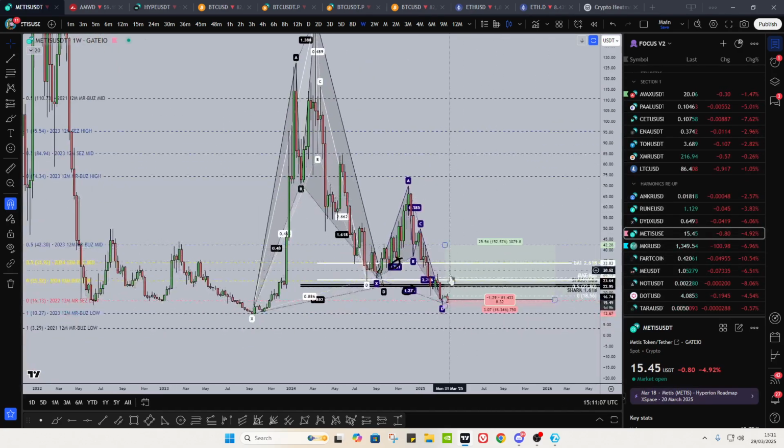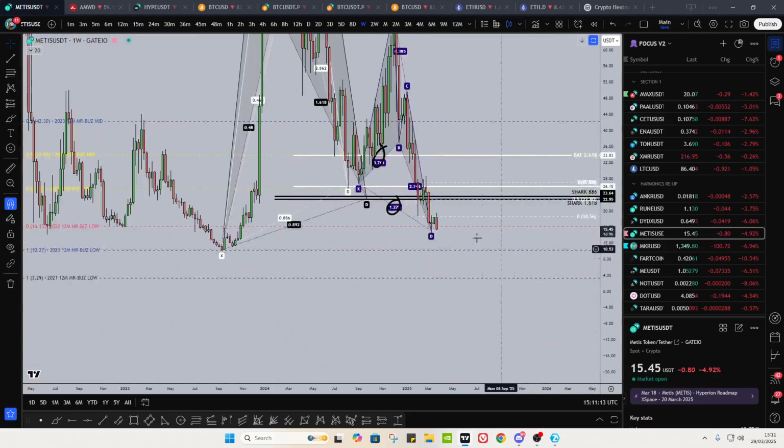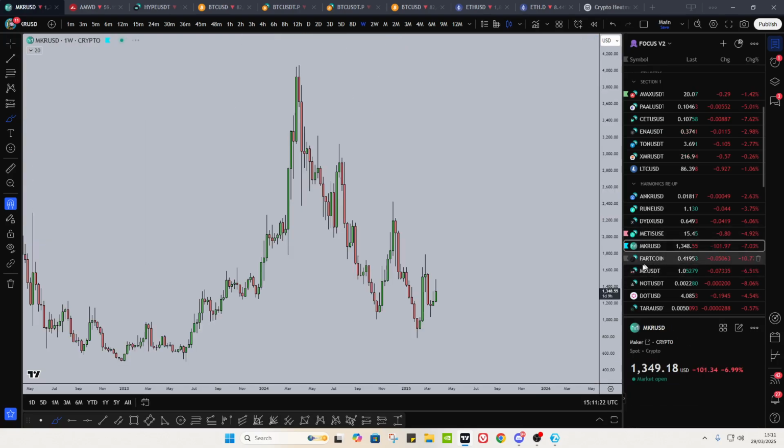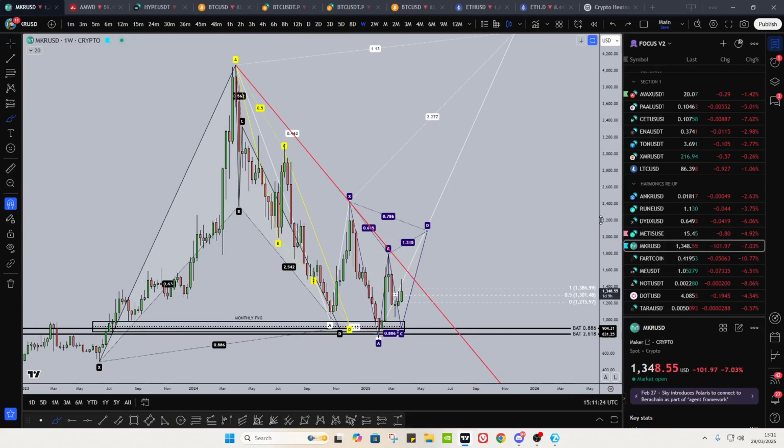Metis, yeah, I mean, you've got a butterfly, but no follow through yet, right? No follow through yet. So currently below this red line, I wouldn't do anything, right? You're only interested in it above that red line minimum. Otherwise, you're looking for that blue line, 1027. MKR, very beautiful, right? Very, very strong.